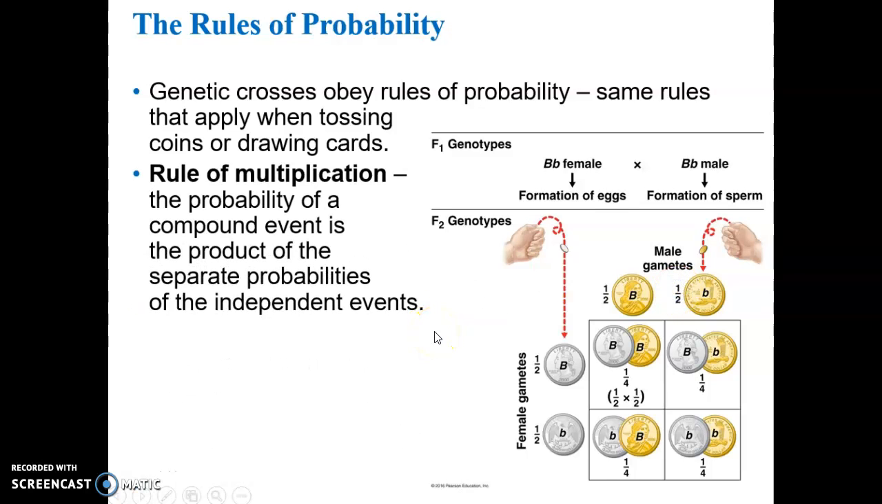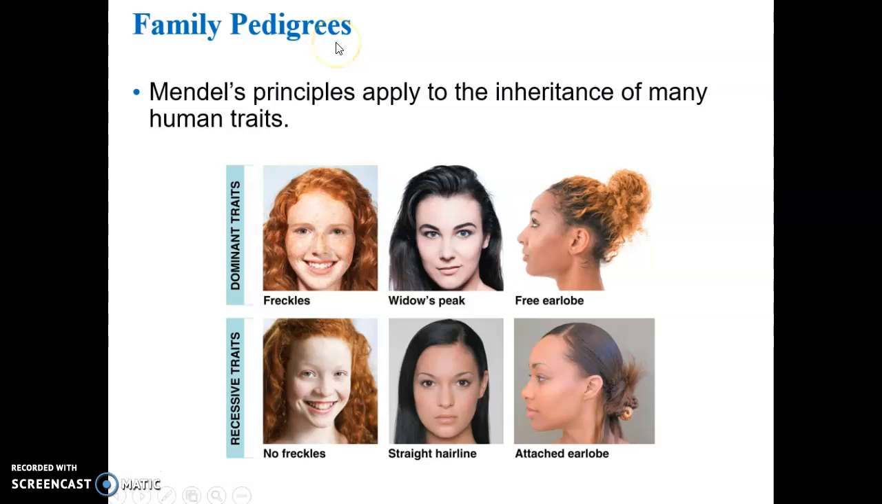All right, continuing here. So again, spend some time looking at this. It is not the easiest thing to grasp the first time you see this sort of thing, all right? Okay, let's look at family pedigrees.